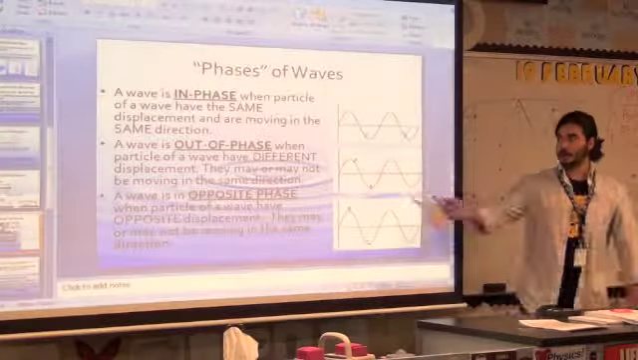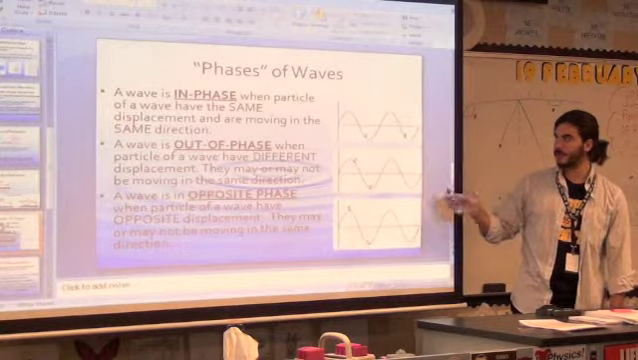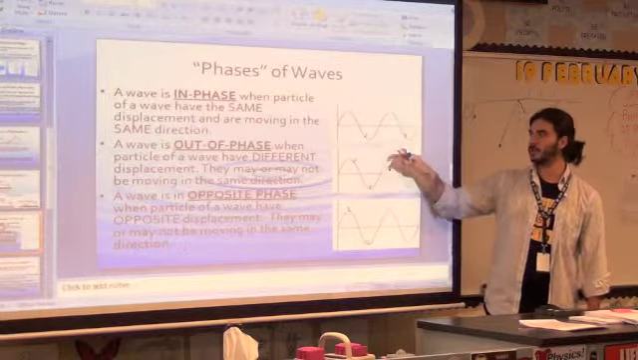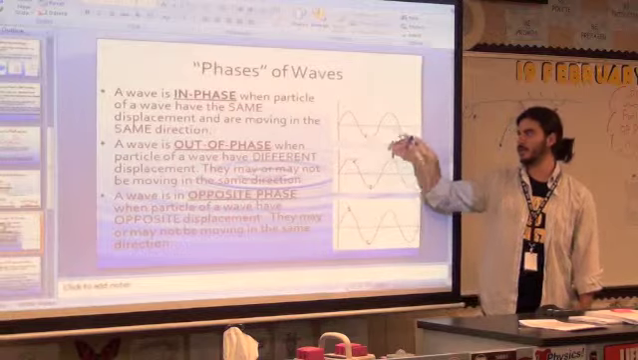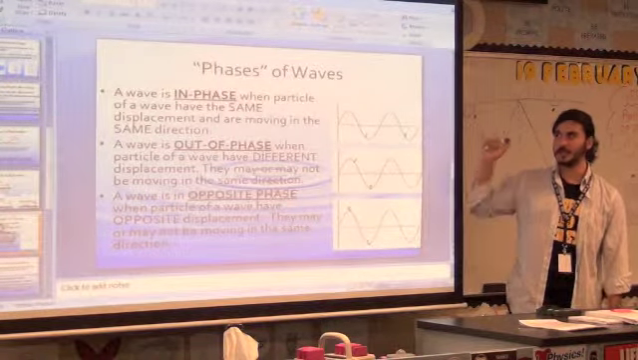Phases of a wave. You've got a wave here and particles traveling along the wave. If you have two particles at the same spot on the wave, like say they're both at the troughs or both at the peaks or both at anywhere, as long as they correspond to the same area on the wave, then the wave is said to be in phase.